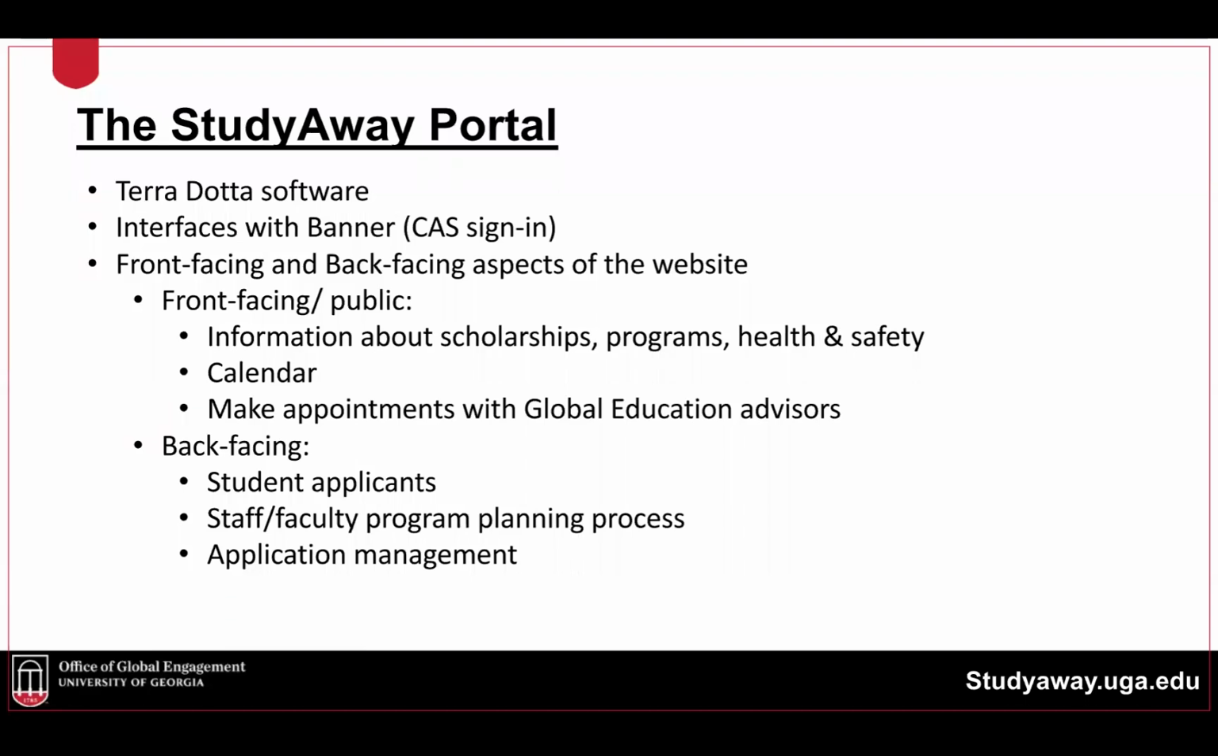So when a student creates an application in our system, there's automatically some fields that are pulled into their application, so they don't have to enter in things like their GPA or their major because we're already pulling that in from data from Banner. It does require CAS login, so using your MyID and password to access applications or program planning documents for the faculty and staff. And it does require that all faculty and staff who utilize the portal remain FERPA compliant.